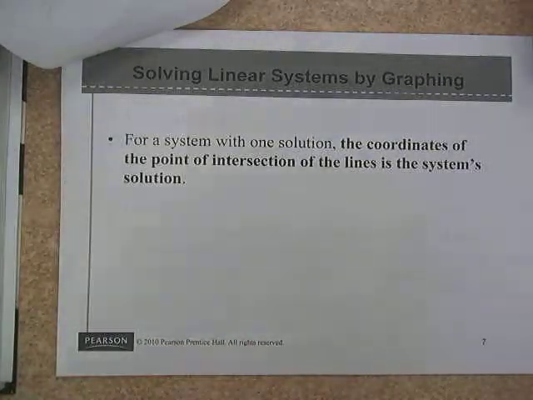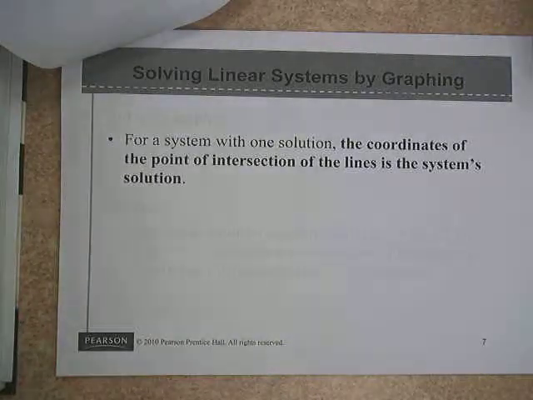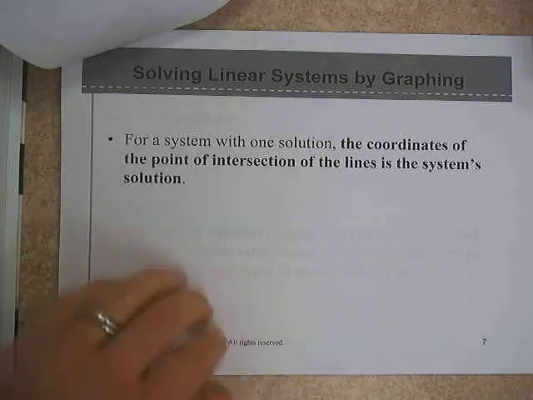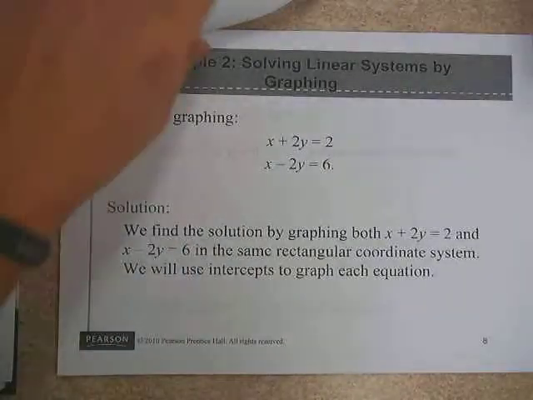Okay. Now, if we don't know the solution and we have to find it, there's three methods that we're going to use to do so, and one is going to be graphing. Okay? And ultimately, when we graph two linear equations, unless they're parallel to each other, they're going to intersect. And if they do intersect, then that intersection point is the solution to the system. So as it says here on the slide, for a system with one solution, the coordinates of the point of intersection of the lines is the system solution.